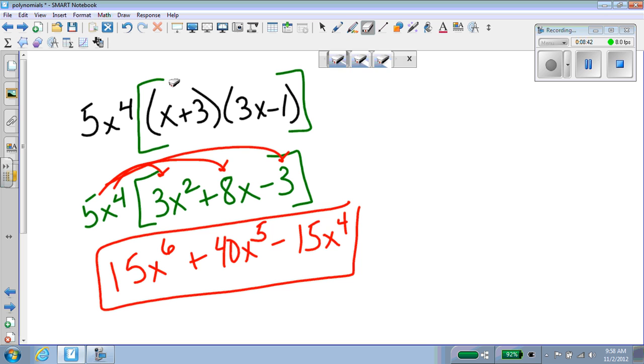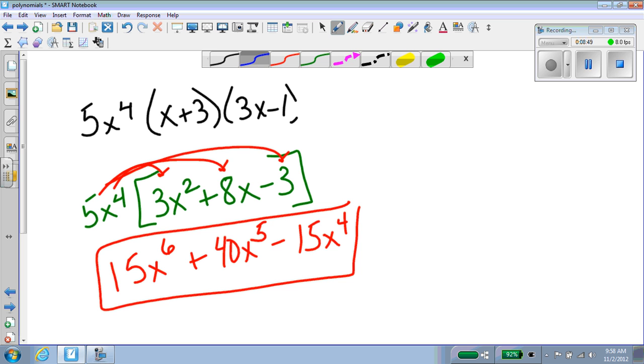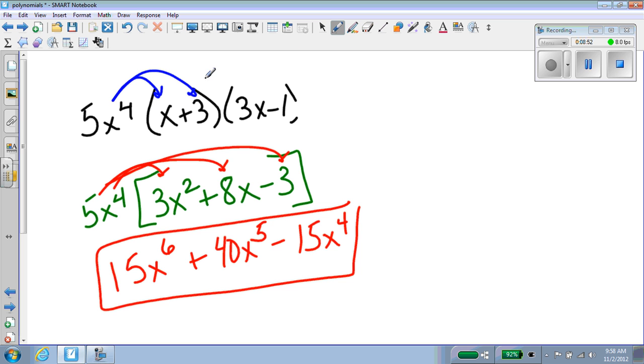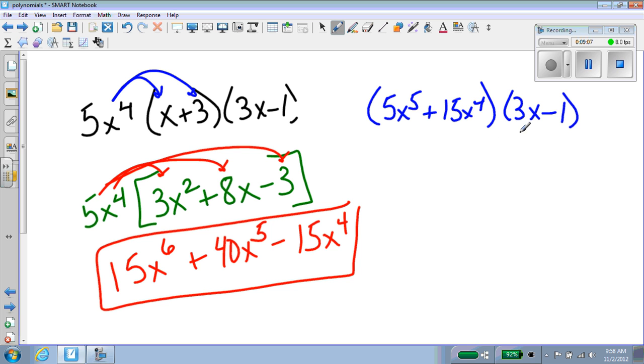So if instead I had multiplied here, I would have had 5x to the fifth plus 15x to the fourth. And then I multiply that by 3x minus 1. My first terms make 15x to the sixth. My outside terms make negative 5x to the fifth.